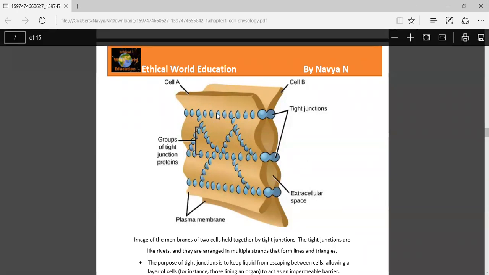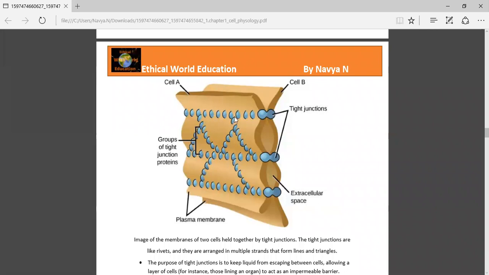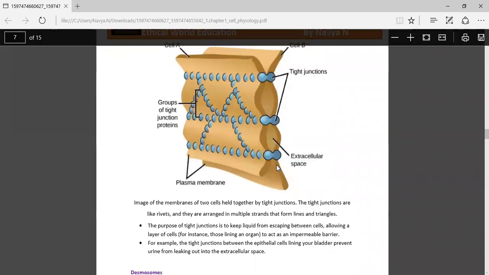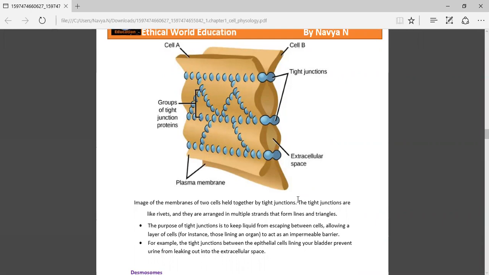The purpose of the tight junction is to keep liquid from escaping between the cells. For example, tight junctions may be found between the epithelial cells lining the bladder.